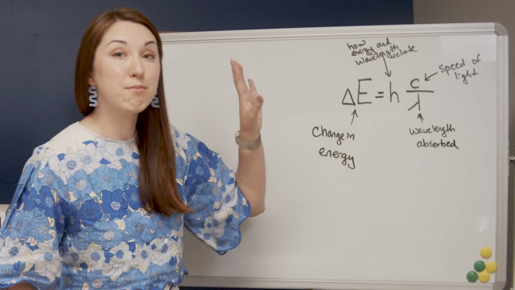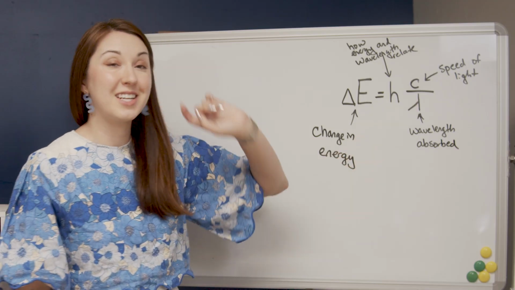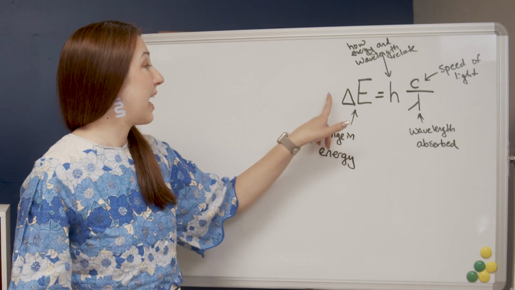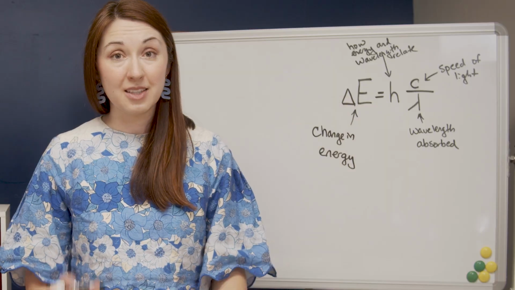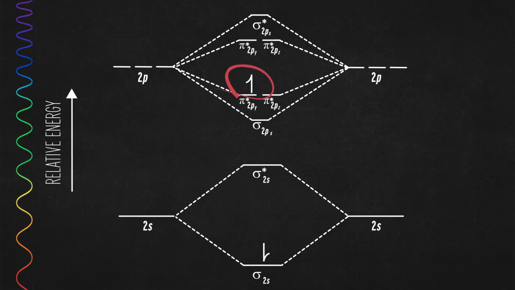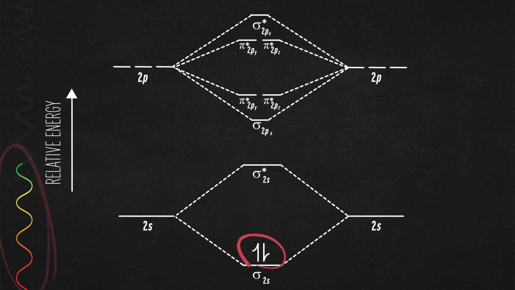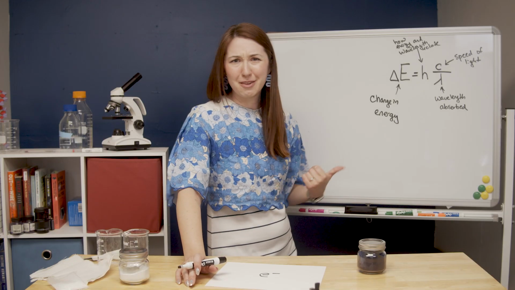And so really the most important point here is that there's an inverse relationship between the wavelength of light being absorbed and the change in energy. That's the main thing here. Big change in energy, small wavelength absorbed. Big wavelength absorbed, small change in energy. So much math for just that.